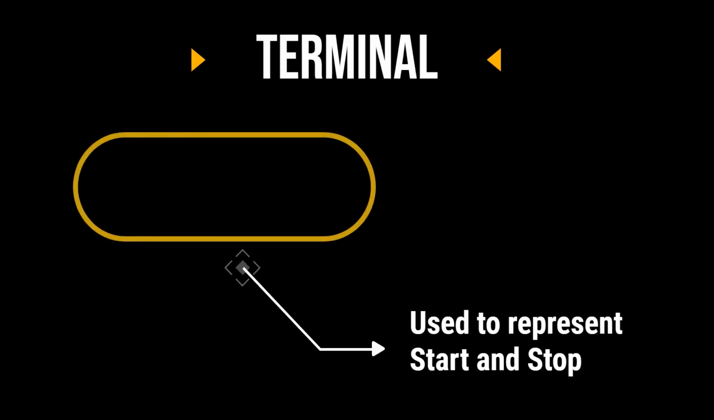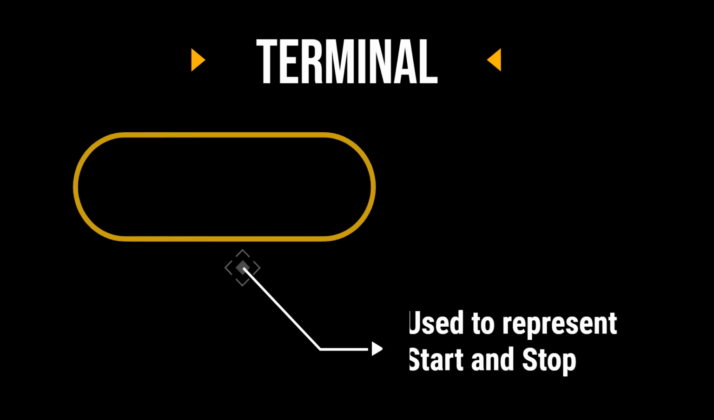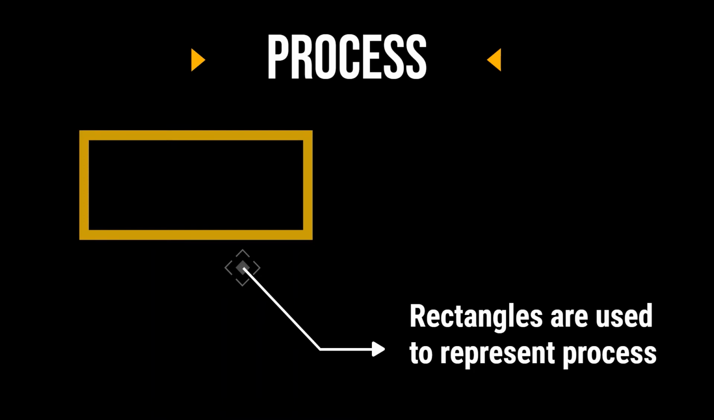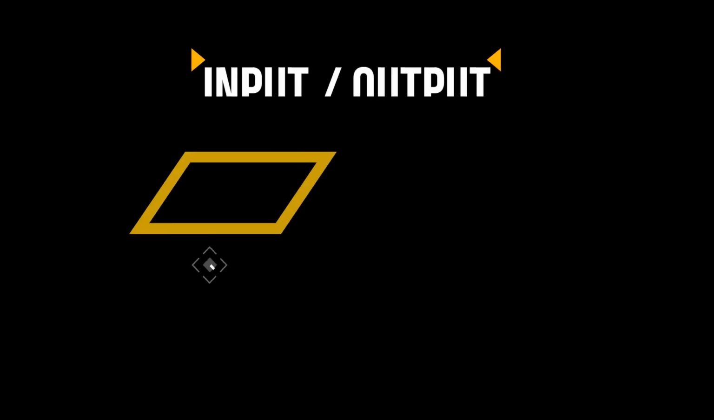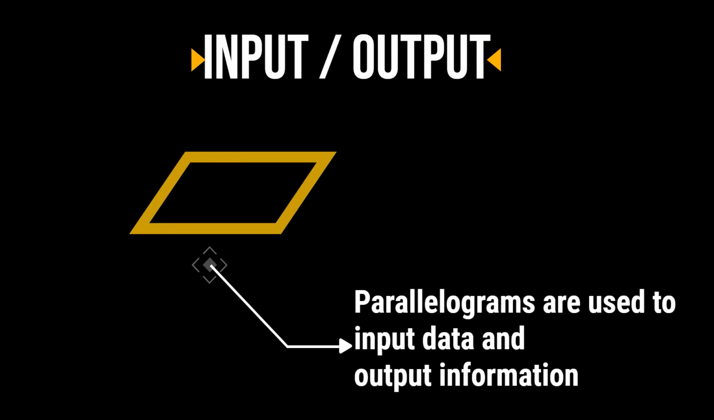The first symbol is the terminal, and this terminal is used to represent start and stop of a program. The second symbol is the process symbol. Rectangles are used to represent the process. The third symbol is the input and output symbol. Parallelograms are used to input data and output information.